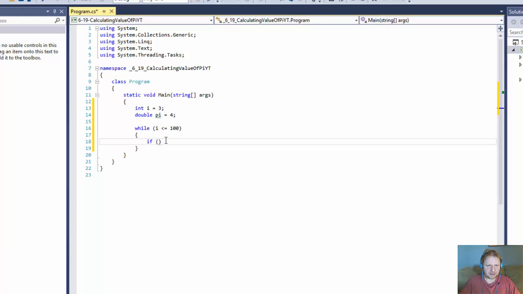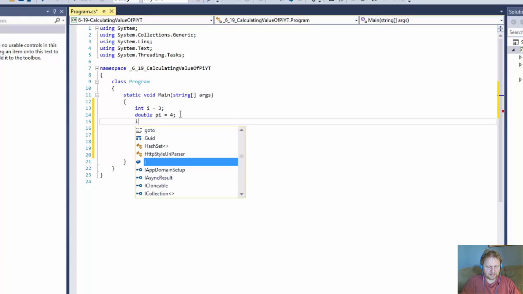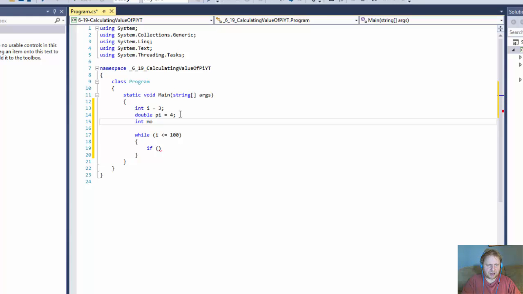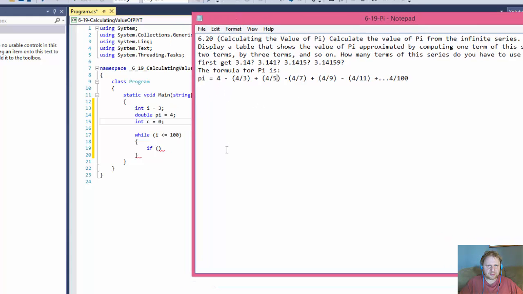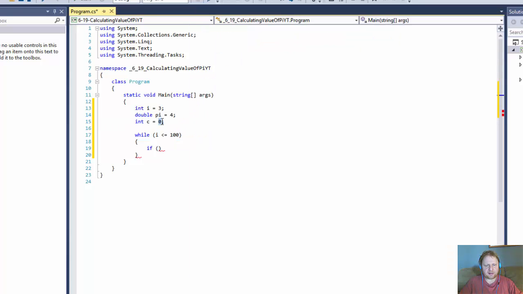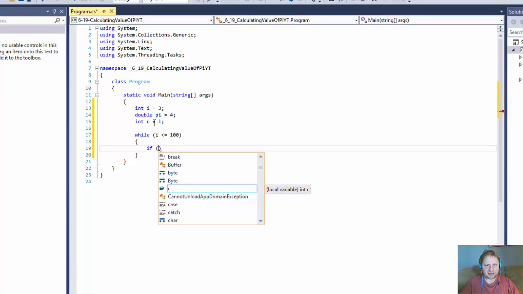We will use another integer, I'll just call it C, whatever. Let me think. If I start with 0, no, our C will start with 3, it will equal I at the beginning. The reason is that the C will have to be increased by 1 after each if statement.